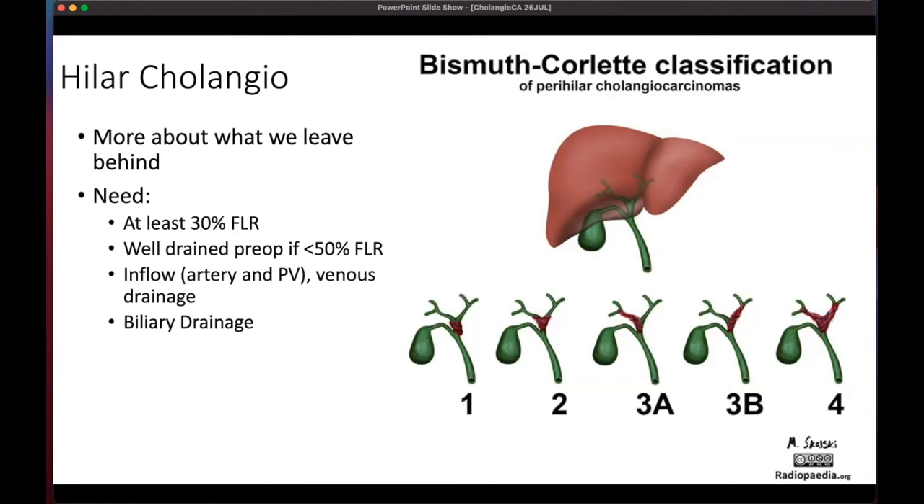And then biliary drainage. So the biliary drainage is going to come in the form of us sewing a piece of bowel to whatever bile duct we can find in most cases, but make sure that you're going to have effective biliary drainage of whatever you leave behind. So you can't be taking additional branches of the bile duct without consequence.